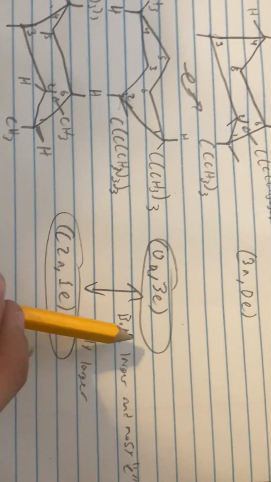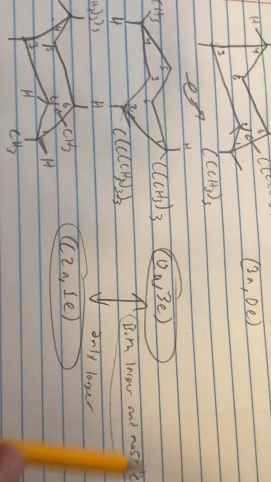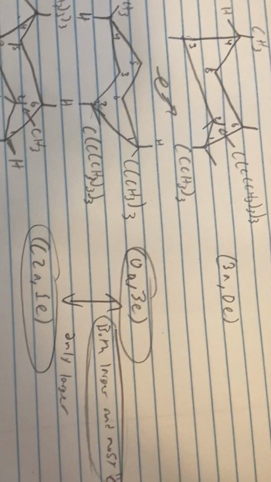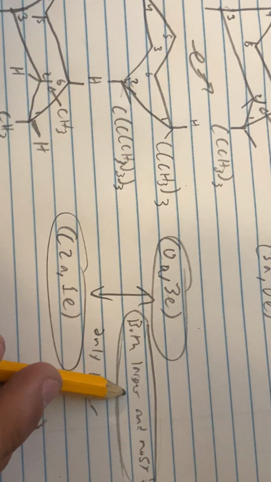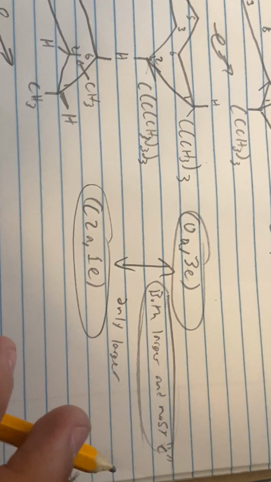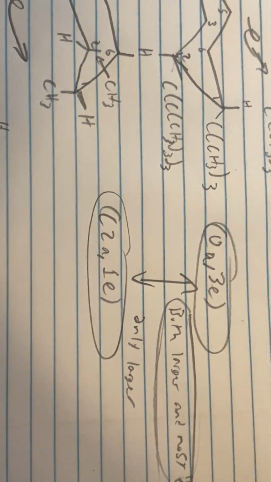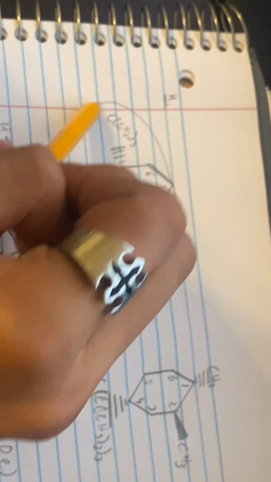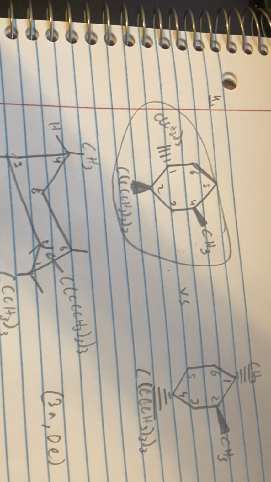Now, since this one is both larger and has the most equatorial, and this one just has the most equatorial, that makes the first one our most stable trisubstituted cyclohexane. So going back up here, this will be our most stable.